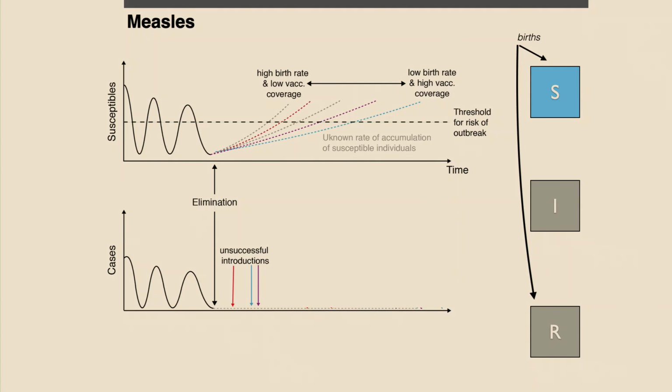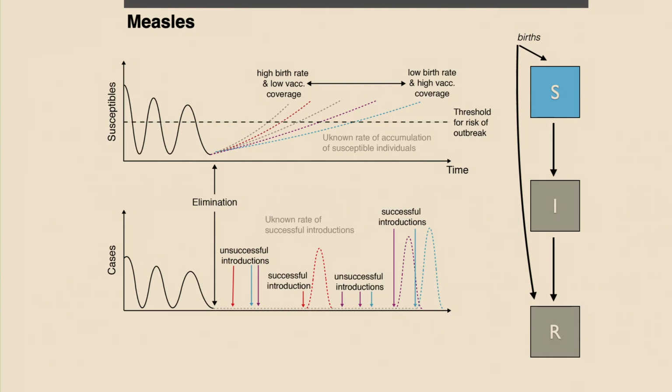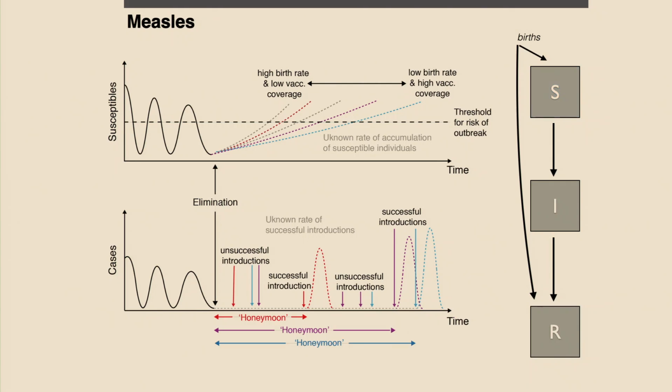And so you might get unsuccessful introductions during all the time when you're below that threshold of susceptibles, but there'll come a time when you're above the threshold and you'll get outbreaks again. And so we wanted to know, were we in this phase where Madagascar was at risk of an outbreak, or were we not? And it obviously matters.